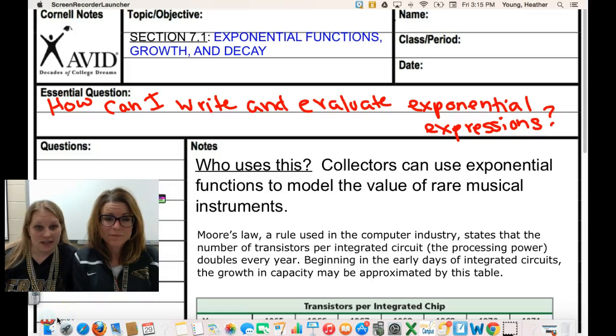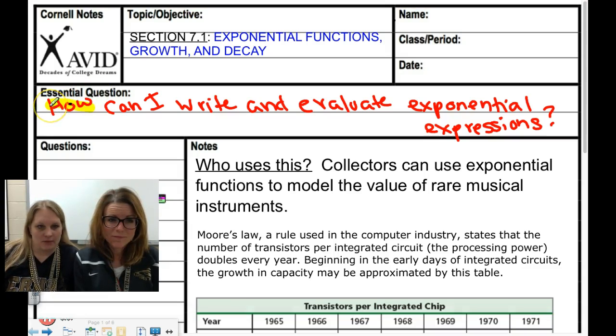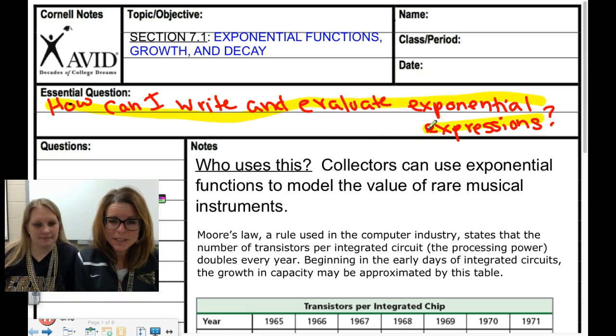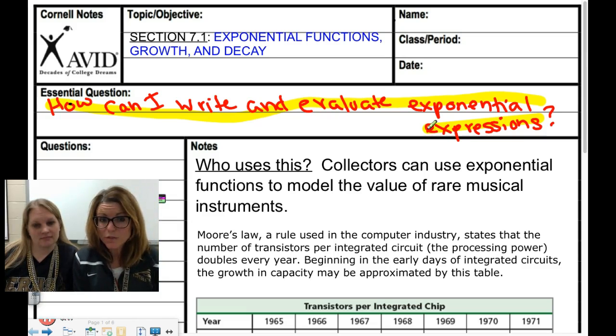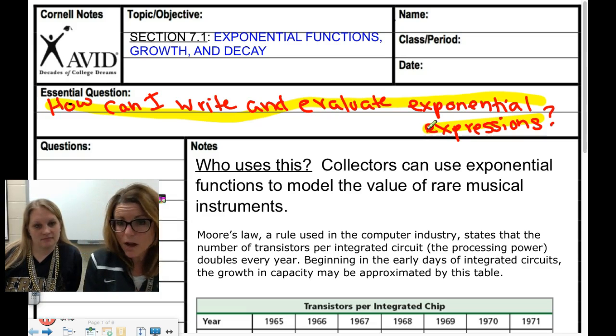All right, so our lesson today is on exponential functions, growth and decay. So our essential question is, how can I write and evaluate exponential expressions? And who uses this? Well, if you're going to be a collector, collectors can use exponential functions to model the value of rare musical instruments.